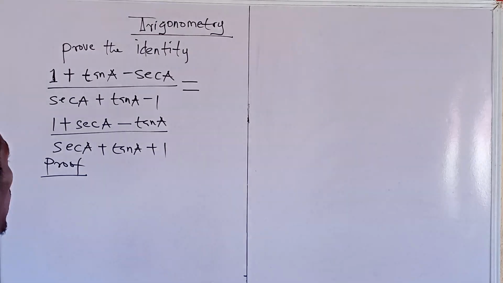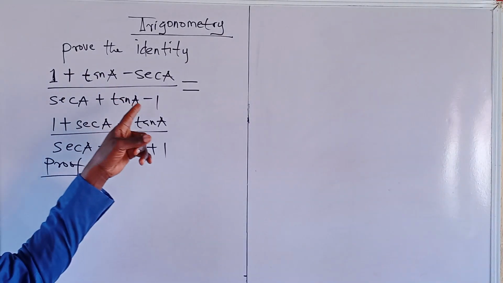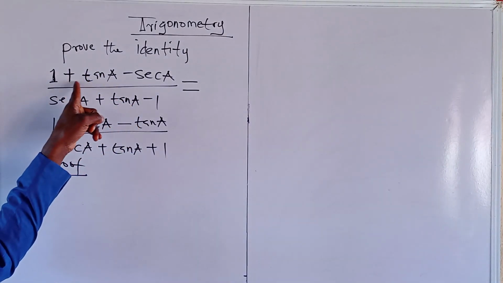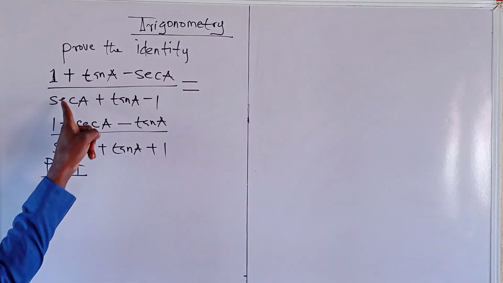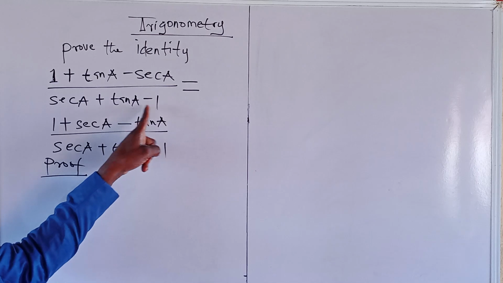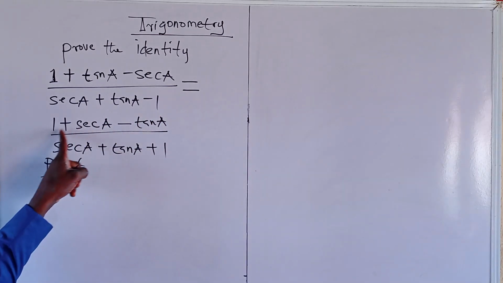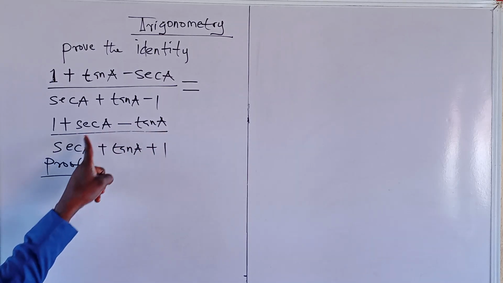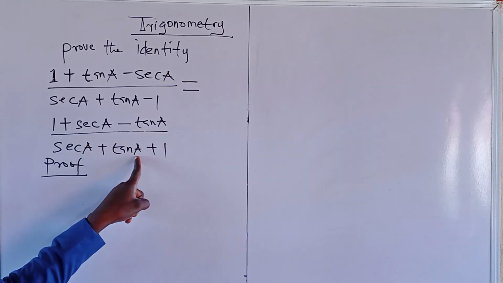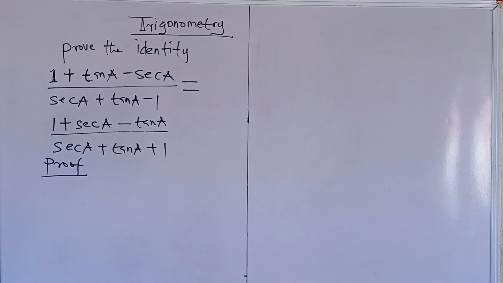So now we are required to prove the trig identity, that 1 plus tangent of A minus secant of A over secant of A plus tangent of A minus 1 is equal to 1 plus secant of A minus tangent of A over secant of A plus tangent of A plus 1. Now, how do we solve this monstrous problem? It is very easy just for you to know what to do at a time.